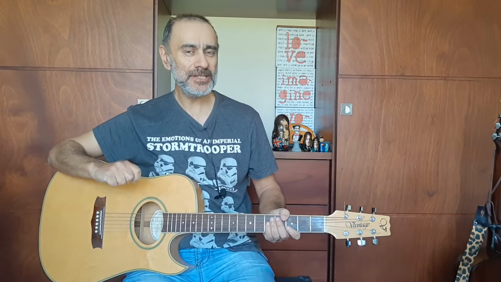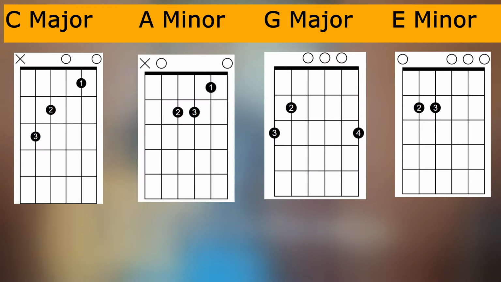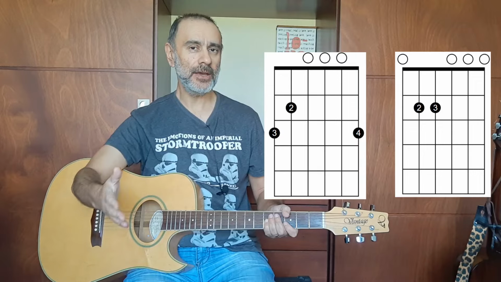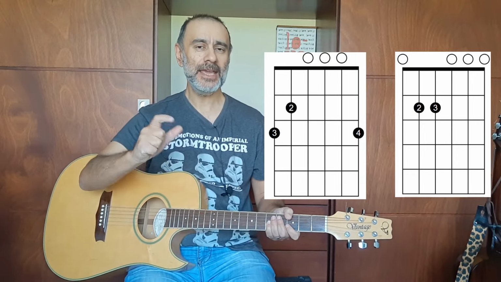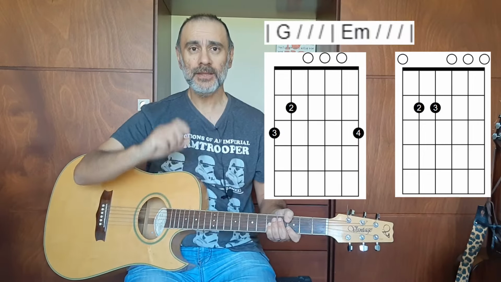Hi there, if you've been following my A Chord A Day series, then by now you've got four chords under your belt. You've got C, A minor, G and E minor. And in this practice tutorial, what we're going to do is look at G and E minor, and we're going to put those two chords together in a very simple chord progression to get you going.